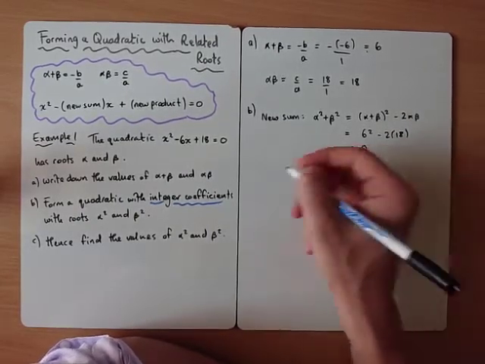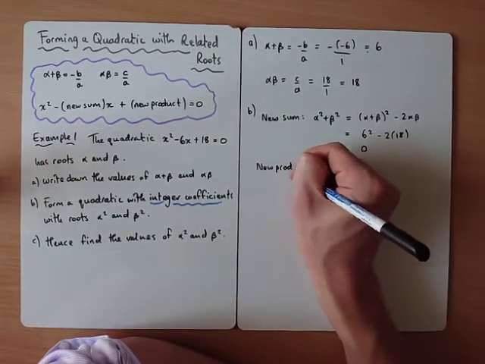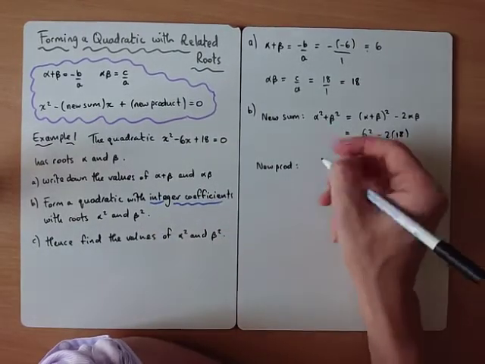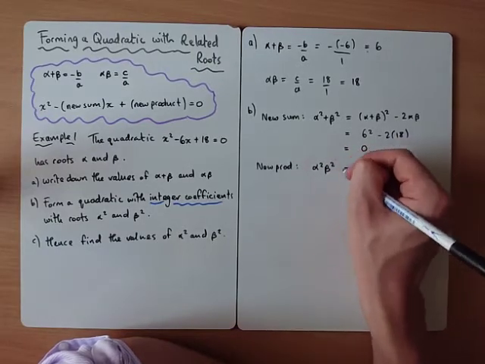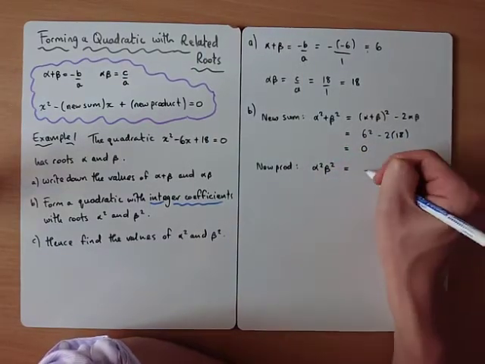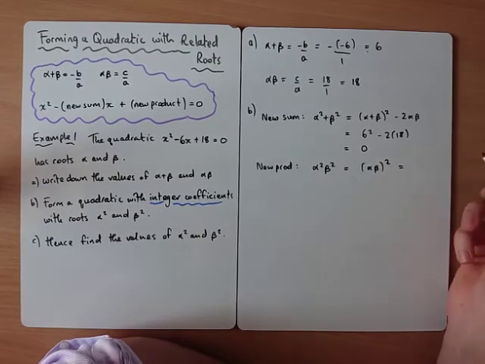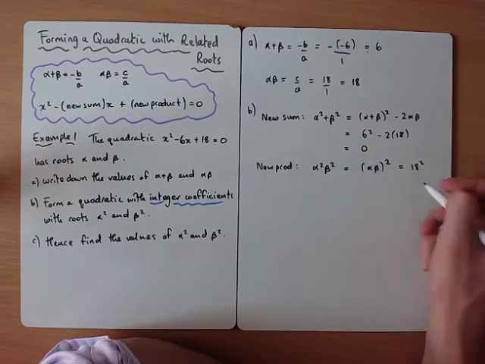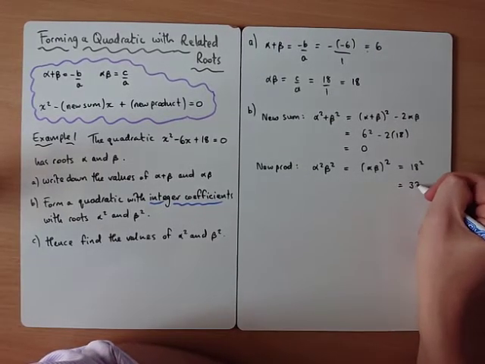Okay, we need a new product, and what we mean by product, well, if the roots are alpha squared and beta squared, we multiply them together, so alpha squared beta squared would be the product of our new roots, which clearly we can write as alpha beta squared, and in this case that would be 18 squared, which would be 324.